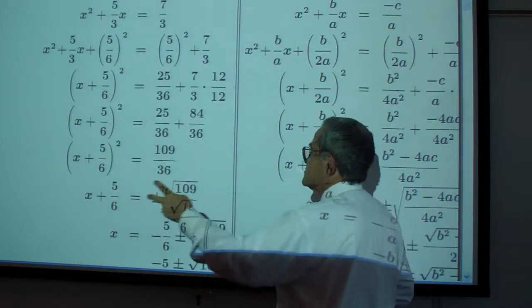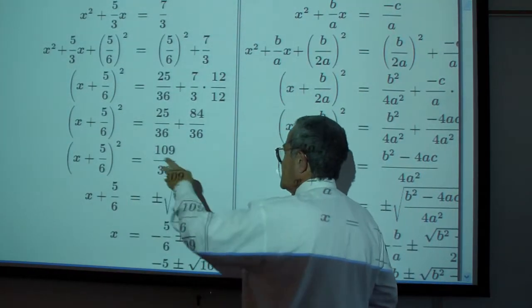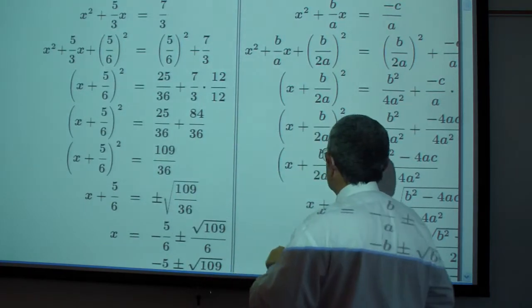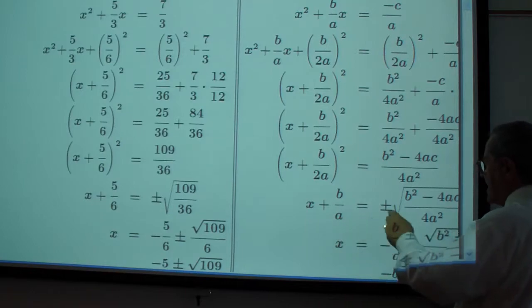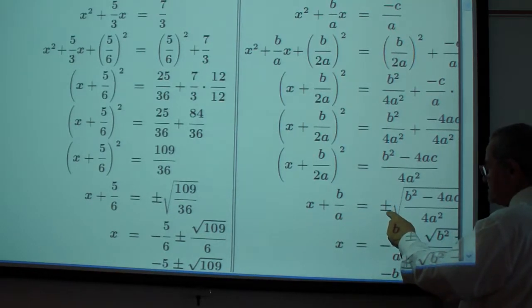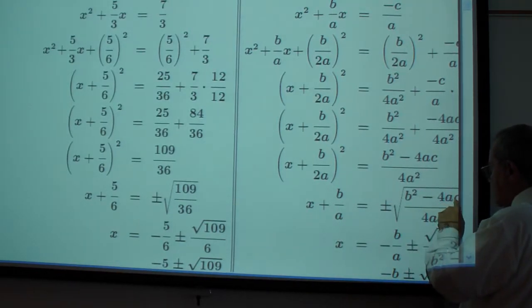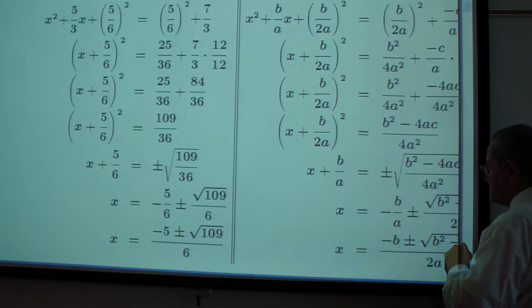You have completed the square. You have a perfect square on the left. You take the square root of both sides. Don't forget the plus or minus here. So the square root of b squared minus 4ac over 4a squared.